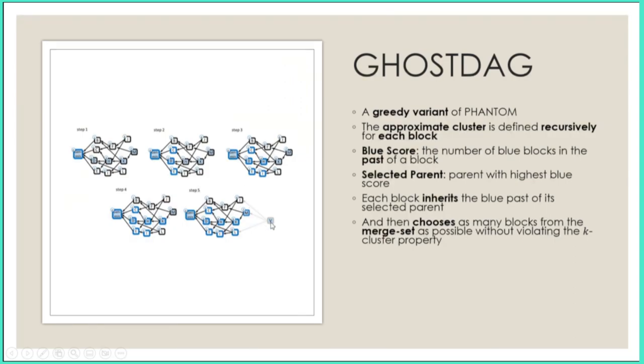And we'll just finish with V. V is like the virtual block. It's a block that doesn't actually exist. It's just like this imaginary block that points at all of the known tips, and we use it just to calculate the ordering. And V looks at all the tips, L, M, and J. We see that J has a blue score of 6, L has a blue score of 4, M has a blue score of 7, so M would be the selected parent.